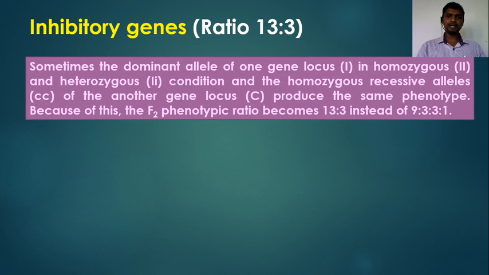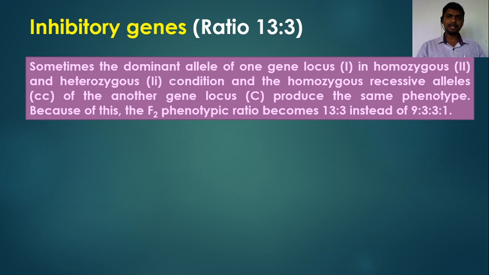Sometimes the dominant allele of one gene locus, in homozygous and heterozygous condition, produces the same phenotype. Because of this, the F2 phenotypic ratio becomes 13:3 instead of 9:3:3:1. One more addition I am going to tell you: in addition to the homozygous and heterozygous condition, the homozygous recessive allele of another gene locus also produces the same phenotype. So this type of interaction is carried out by the inhibitory genes.